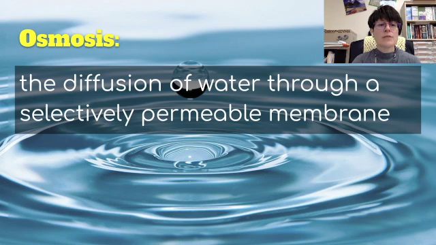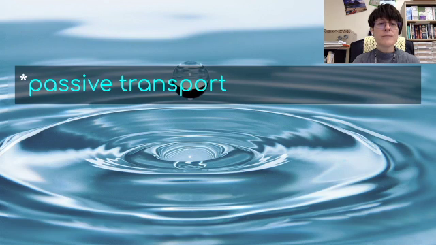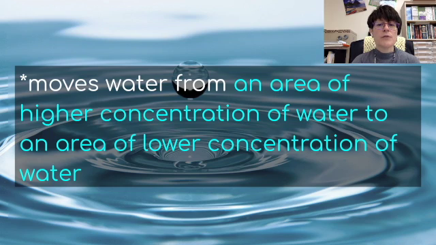There's also osmosis. This is the diffusion of water through a selectively permeable membrane. This again is also passive transport, and it moves water from an area of higher concentration of water to an area of lower concentration of water.